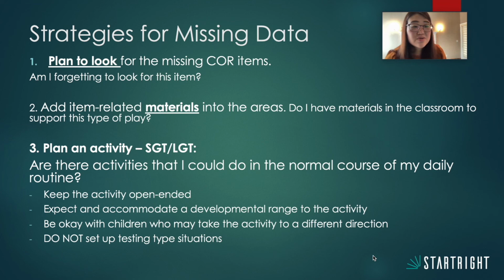The other one is be okay with children who may take the activity in a different direction. Sometimes they don't understand the objectives of it yet, meaning they are not ready for that yet. So maybe they're at a lower level. So you do your activities based on a lower level, maybe a level 1 or level 2, depending on where they're at. The next point is, do not set up testing-type situations.